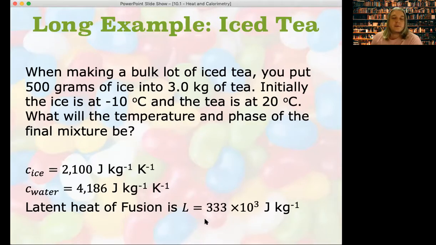And the latent heat of fusion, so this is for melting ice, turning ice into water. It doesn't state that here, but that's the only thing that it could be looking at this problem. The latent heat of fusion is 333 times 10 to the 3 joules per kilogram. So as usual, we'll jump over to our document camera and we'll try and work through this.